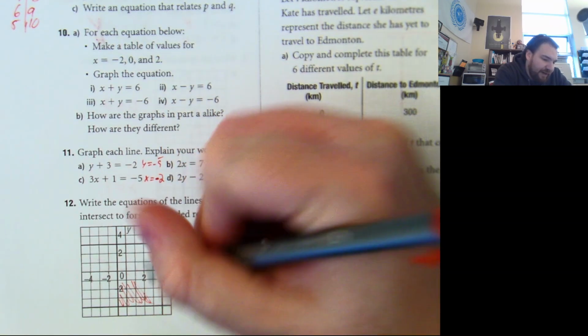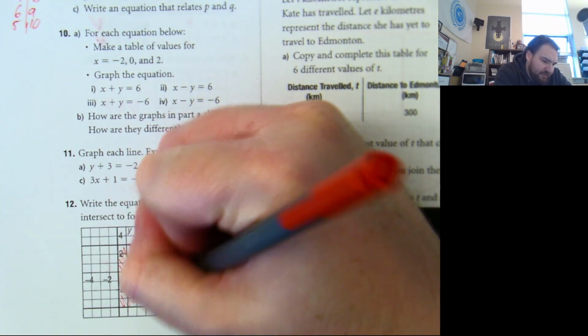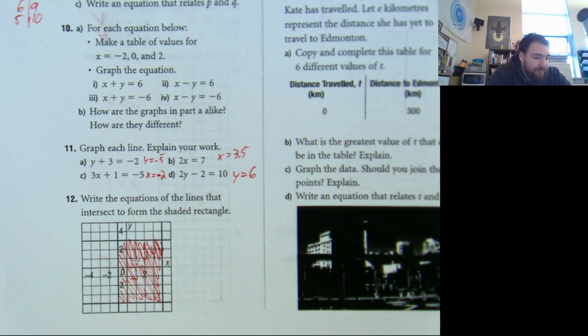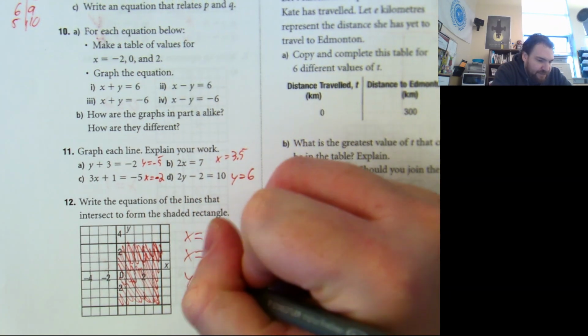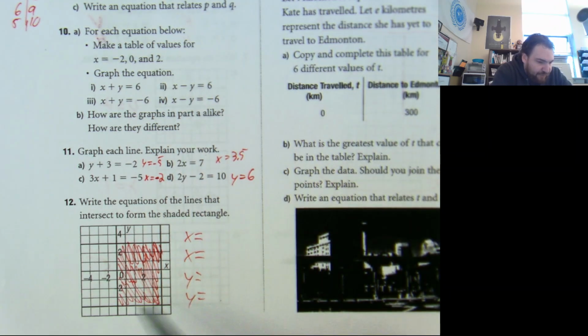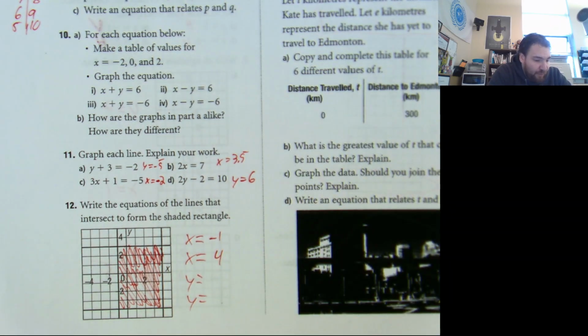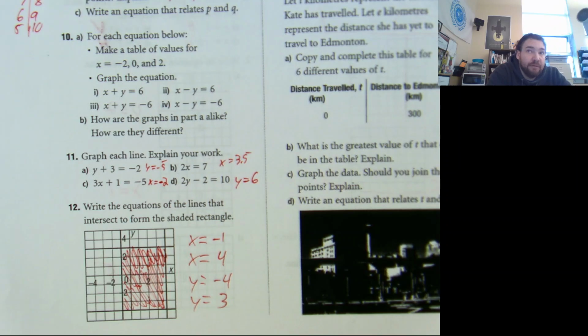This is the only rectangle actually enclosed by lines. So that's your rectangle. You want to write the equations of the lines that intersect to form the rectangle. So there's going to be an x equals, an x equals, a y equals, and a y equals. The x's are the verticals, so -1 and 4. The y's are the horizontals, so there's going to be a -4 there and a +3 there.